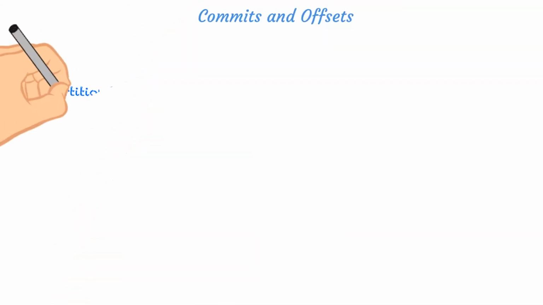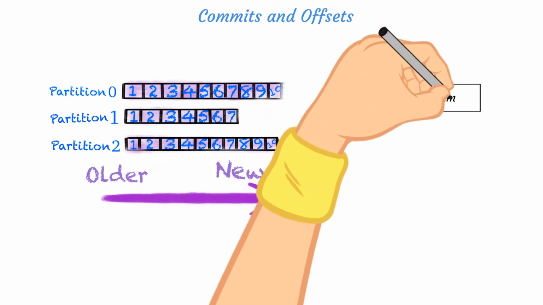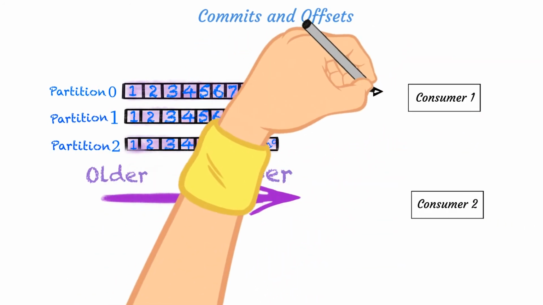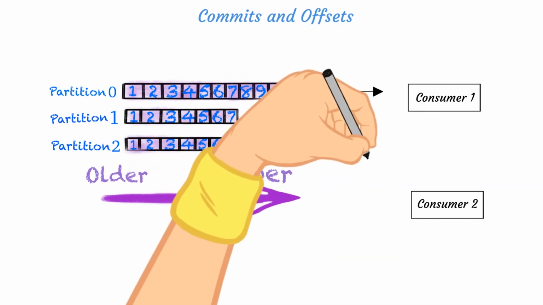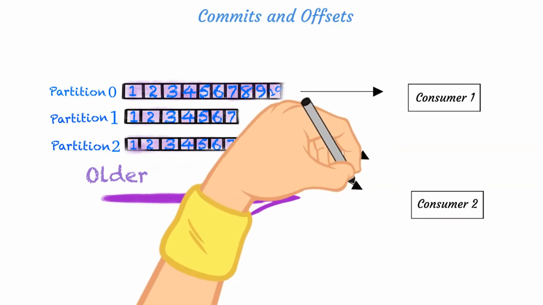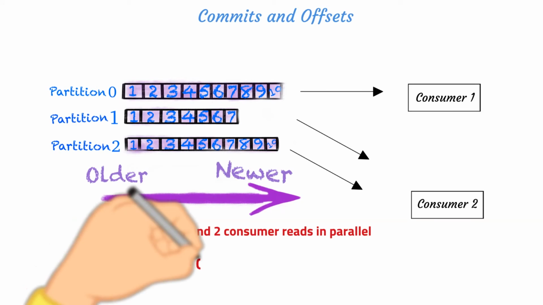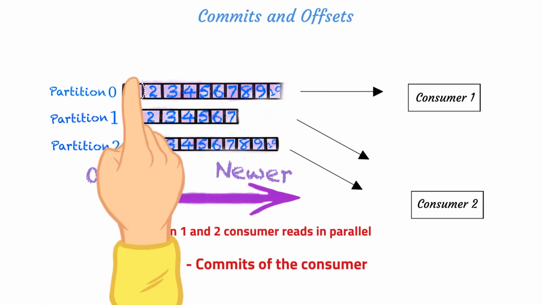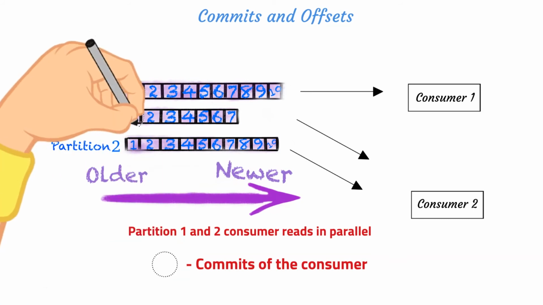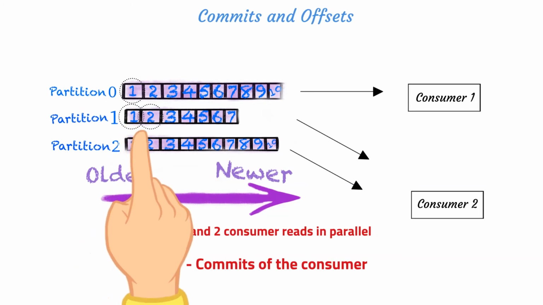So now I'm going to show an example of how our consumers read messages from the partitions. As you can see in the picture, there are 3 partitions, partition number 0, 1 and 2, and 2 consumers. In this consumer group, there are just 2 consumers. It means that one consumer will have 1 partition and the other consumer will have 2 partitions. So consumer number 1 starts to read messages from partition number 0.